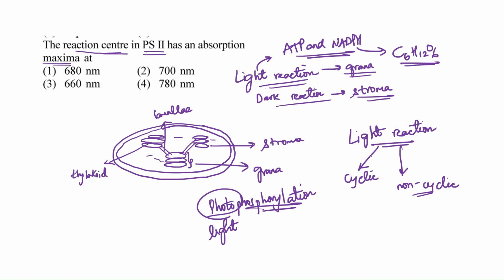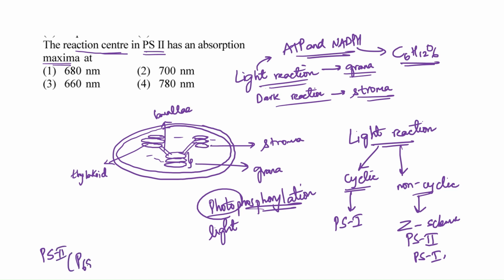So basically, cyclic photophosphorylation involves only one photosystem, that is photosystem 1, while non-cyclic photophosphorylation is also called Z scheme, and it involves both the photosystems, photosystem 2 and photosystem 1. If you really see the Z scheme, first photosystem 2 is involved. It is also known as P680. Why is it so? That's because it has an absorption maximum at 680 nanometers.